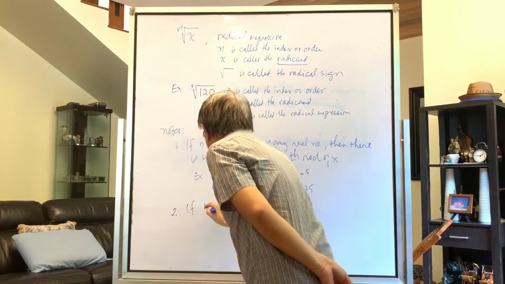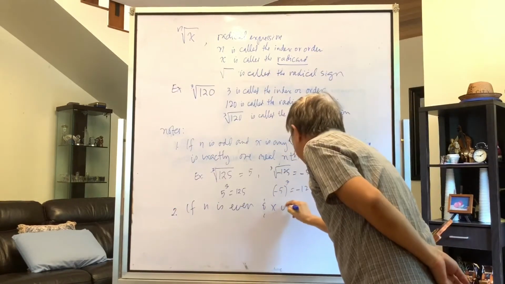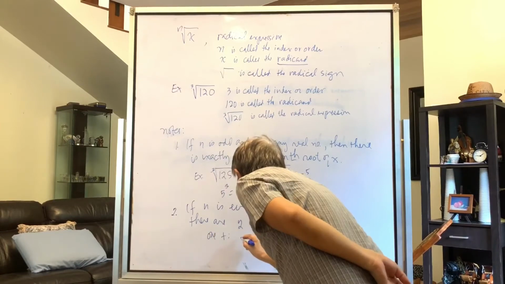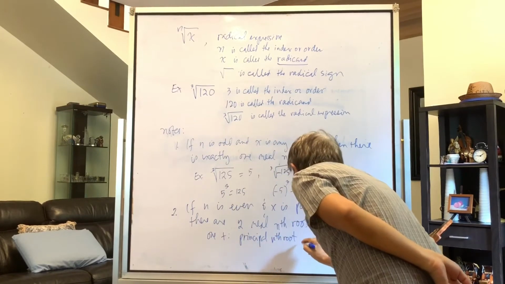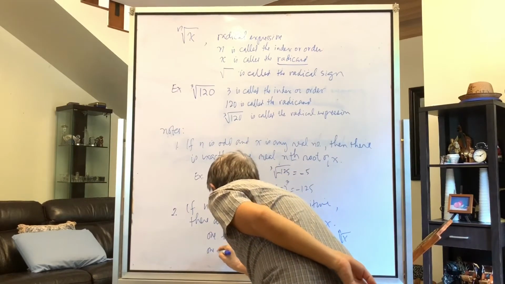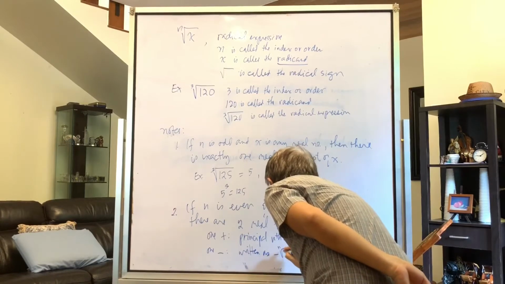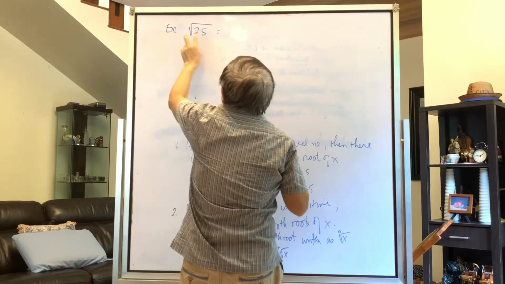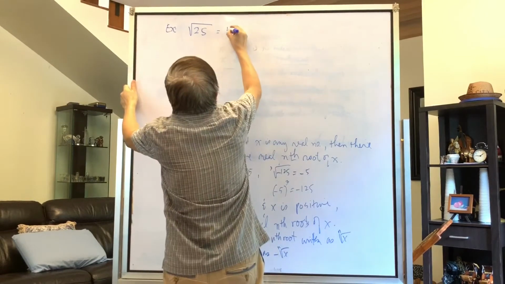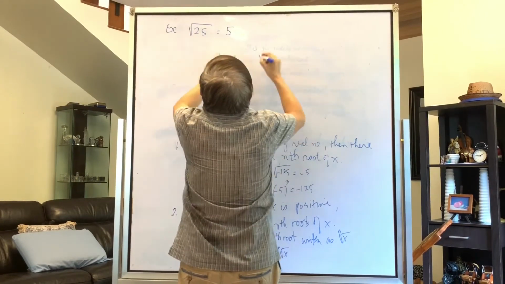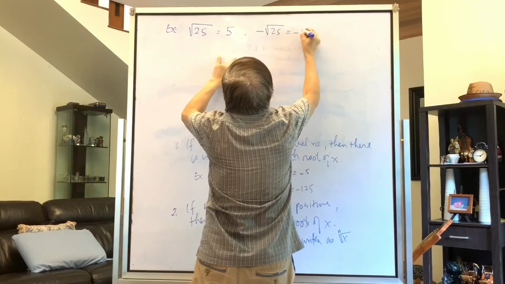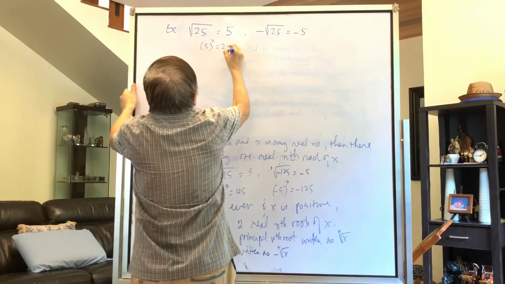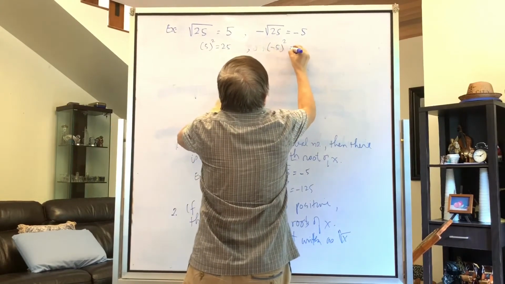What happens if n is even and x is positive? There are two real nth roots of x. One is positive, which we call the principal nth root, written as nth root of x, and the other one is negative, written as negative nth root of x. Example, square root of 25. Here 2 is even and this is positive. So we have the first root 5, that's the principal square root, and this will be the other, negative root. Both of these are roots of 25 because 5 squared equals 25, and also negative 5 squared equals 25.